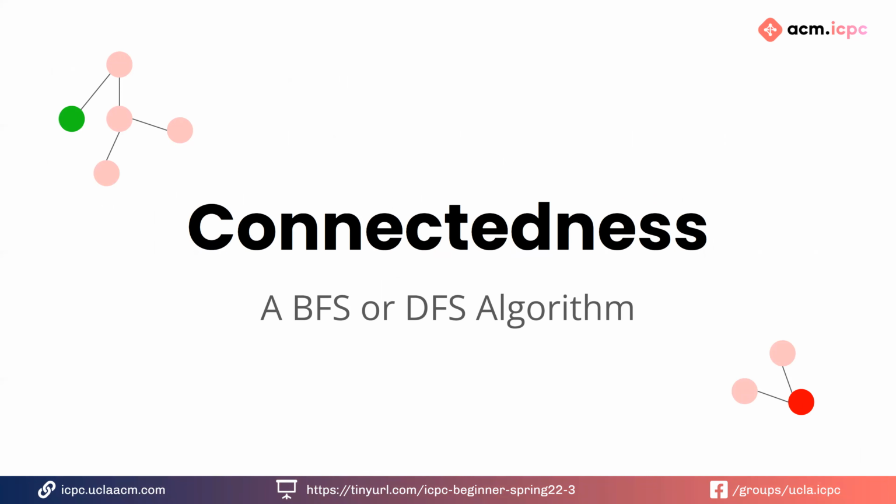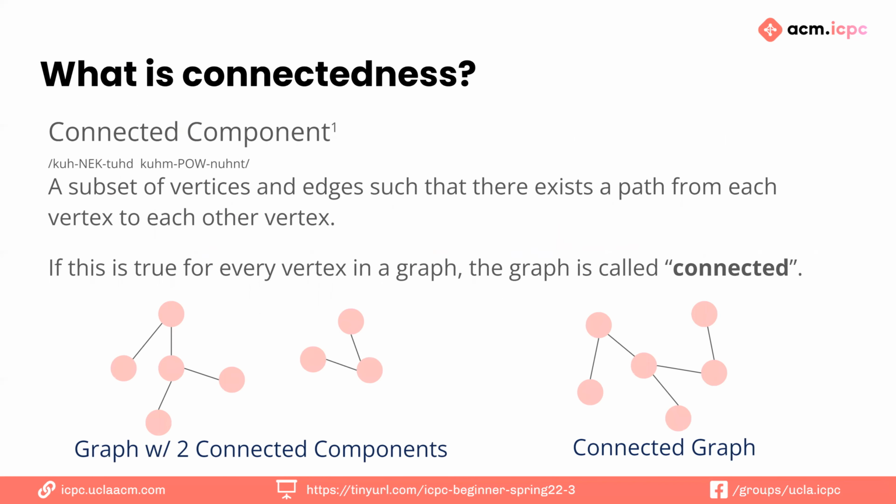And then we're going to look at connectedness again, which we can implement with both BFS and DFS. What is a connected component again? A connected component is a subset of vertices in a graph such that there exists a path from every vertex to every other. It's basically what you think connected means. And if every vertex in a graph is connected, then the graph is called connected.